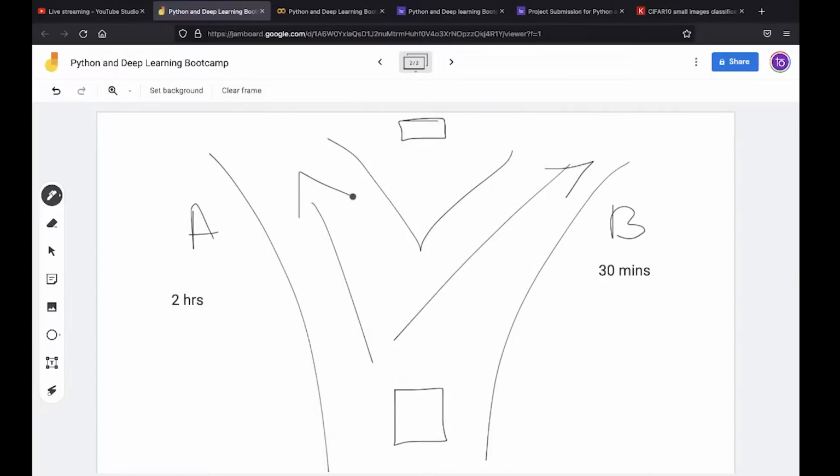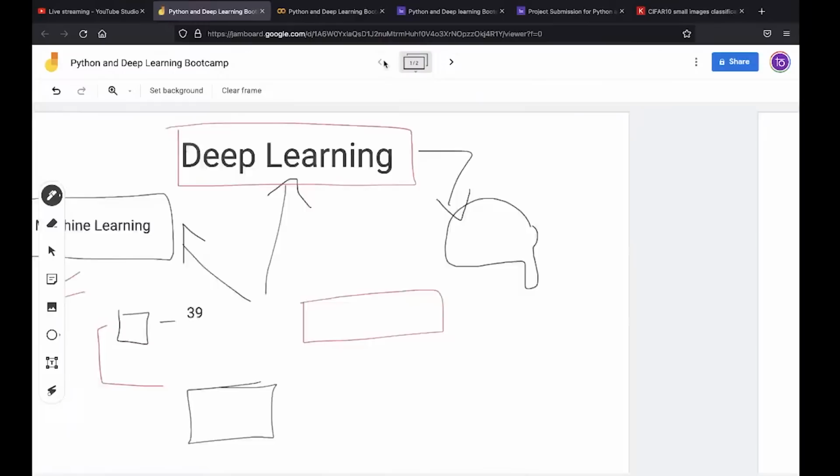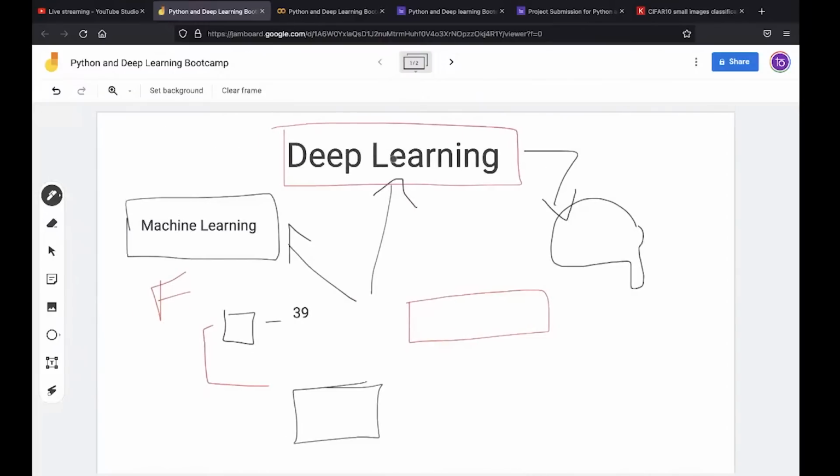So this is what deep learning is inspired from. Deep learning is about how exactly a human brain makes multiple decisions in multiple situations, right? So deep learning is all about replicating the human brain. Always remember this: deep learning is always about replicating the human brain.